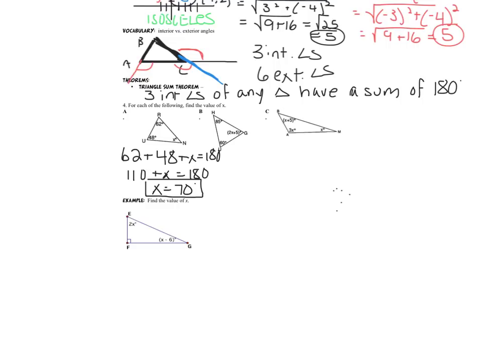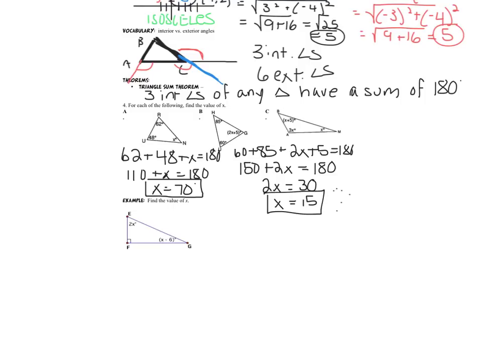All right, part B, a little bit more complicated, but not too much. We have 60 plus 85 plus 2x plus 5 equals 180. Let's combine anything that we can on the right side. So 60 plus 85 plus 5 gives me 150. Plus 2x equals 180. All right, let's subtract 150 from both sides. We're going to be left with 2x equals 30. Divide by 2, x is equal to 15. And again, you can plug that back in to make sure that your 3 angles add up to 180 degrees.